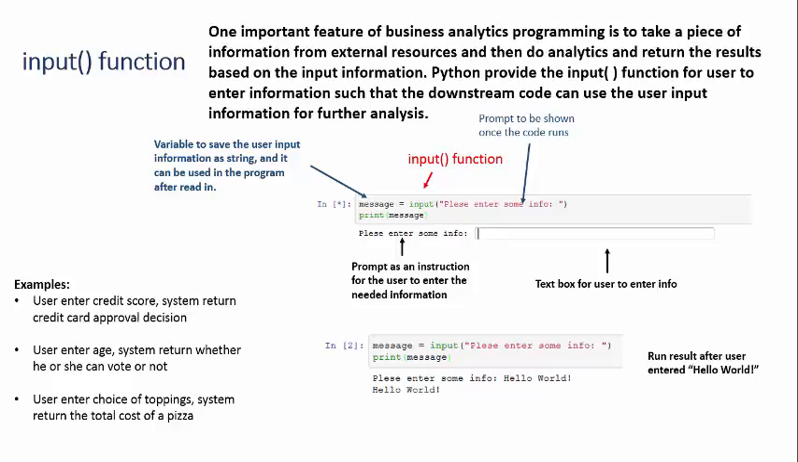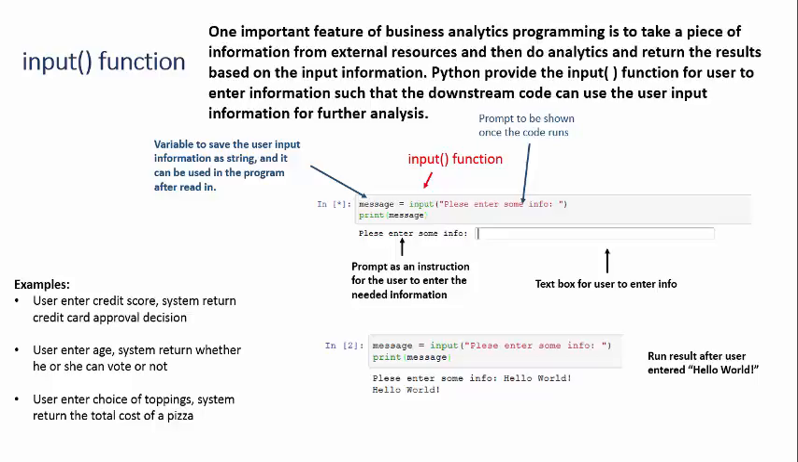We have learned a lot in Python basic programming, but we still do not have one major function in Python programming. That is, we need a function that can read in user input. One important feature of business analytics programming is to take a piece of information from external resources, do analytics, and return the result based on the input information.